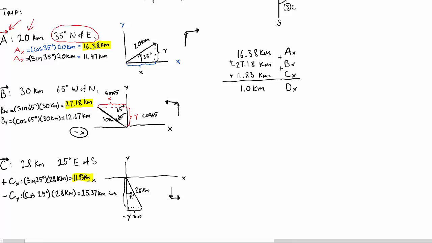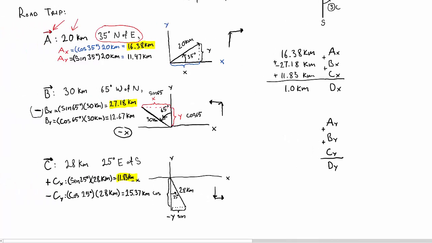Now for our dy: AY, BY, and CY. So what do we have? 7.47 kilometers, it's positive, plus 4.67 kilometers, and then minus 25.37 kilometers. That gives us negative 1.20 kilometers.